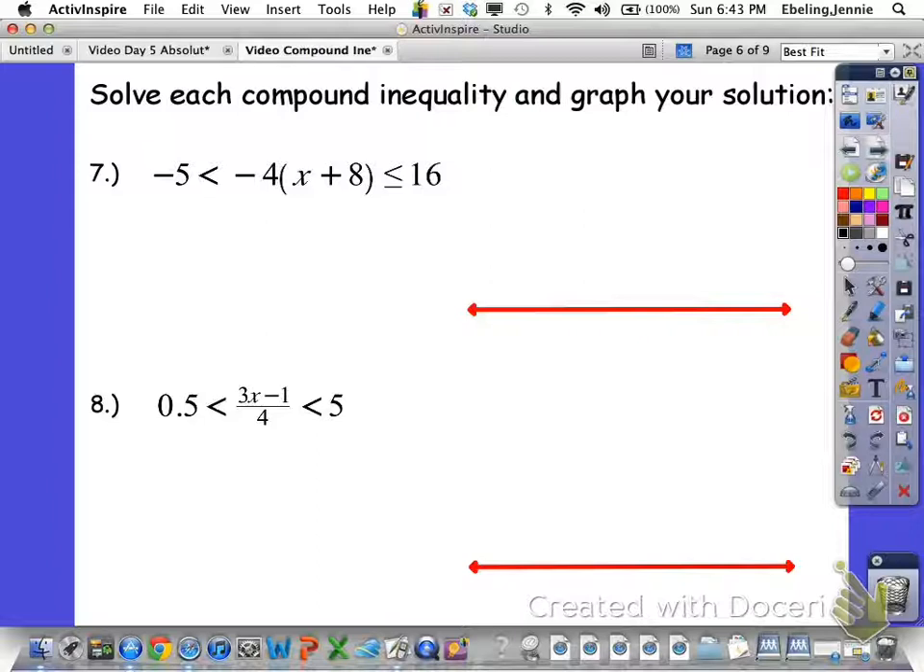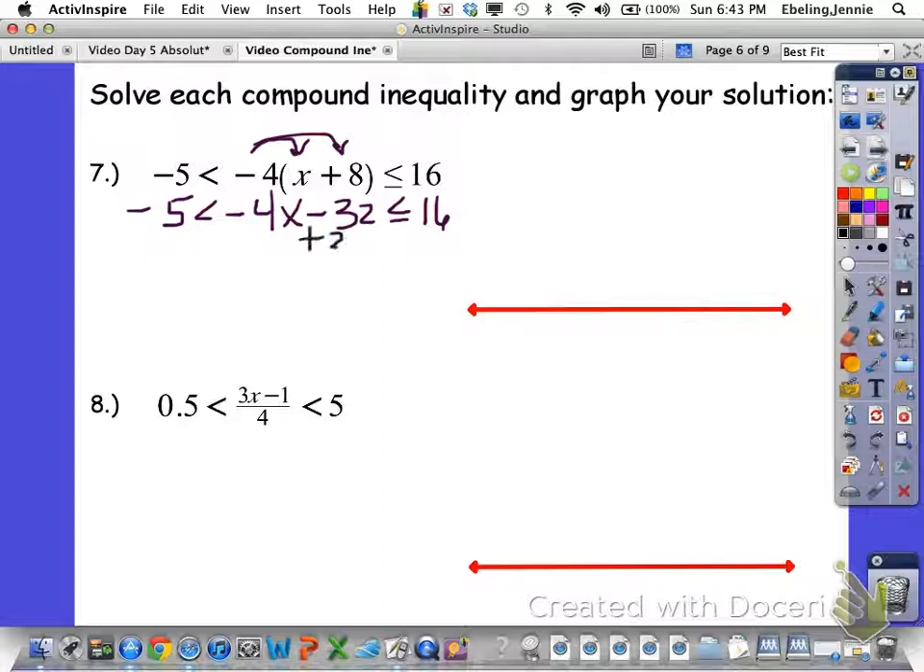Here are a couple of compound inequalities that I want to solve. Now these are AND situations. Even though you don't see the word AND in them, these are AND problems. A compound inequality is going to have more than one inequality in the problem. And when I solve this, well, it has parentheses, so I want to make sure that I distribute to get rid of them. So -5 is less than -4x minus 32, which is less than or equal to 16. And now my goal here is to get the x by itself. It's in the middle. So I use the same steps I use in solving equations.